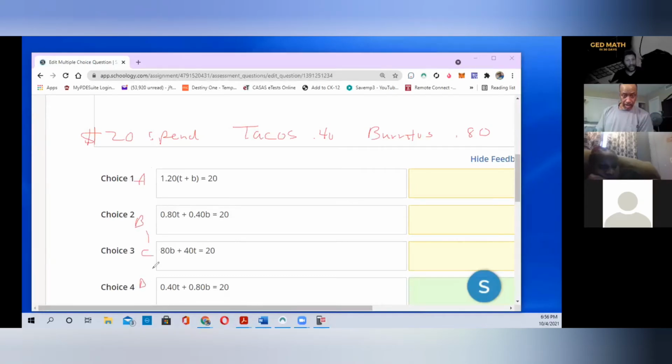Again, this looks like a hard problem. This is an easy problem. But what happens is a lot of the questions that have a lot of information, most of the time are the easiest questions. They're trying to see if you know how to extrapolate the important information from those word problems. So again, what do we extrapolate? First of all, he's going to spend all his $20. Tacos cost 40 cents. Burritos cost 80 cents.